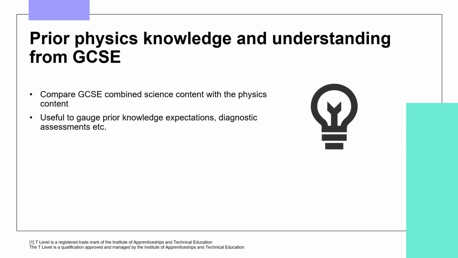So what might be useful to begin with is determining what knowledge and understanding of physics students should have from GCSE. This will help you to gauge expectations and develop initial assessments and activities prior to delivering the physics content. Do bear in mind, though, that students have had a disrupted year. We've had TAGs and CAGs, and so on, and so students will be coming to you with varying experiences.